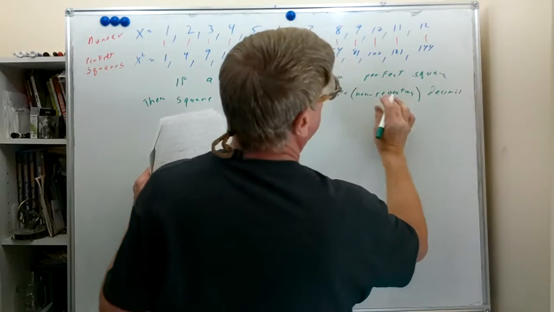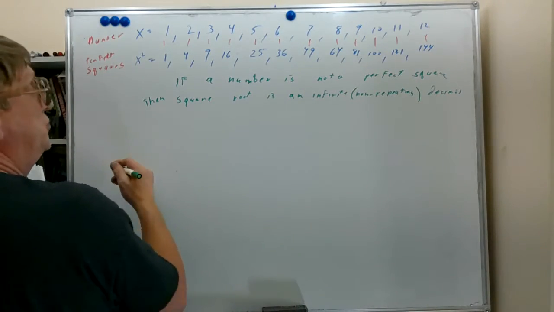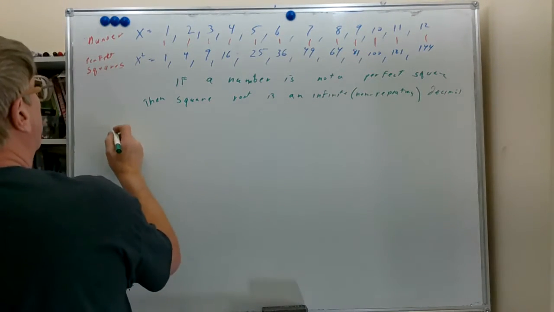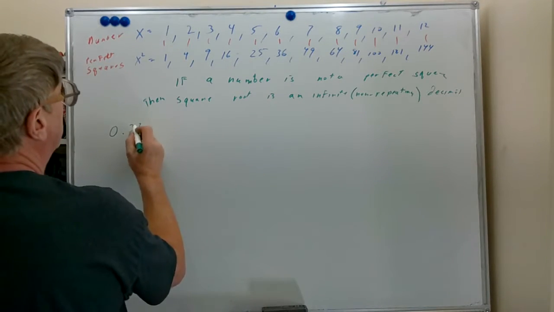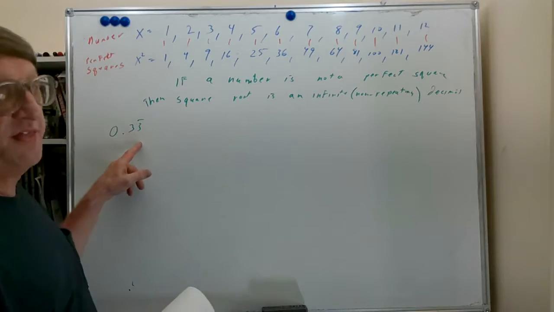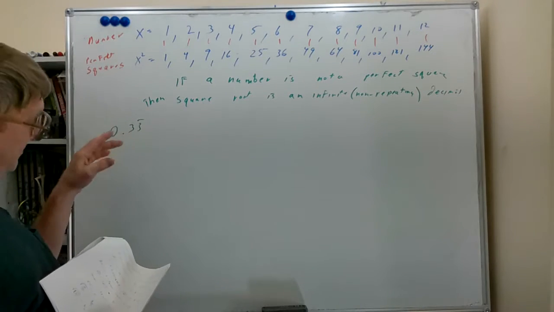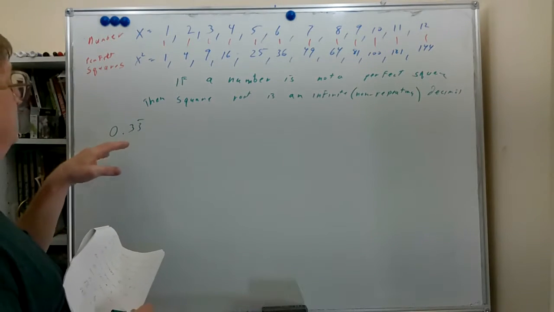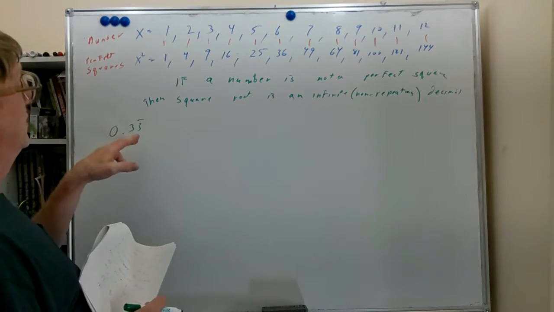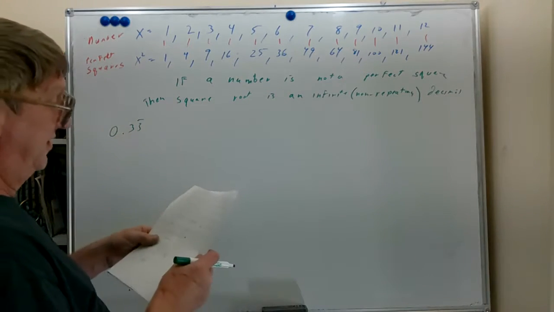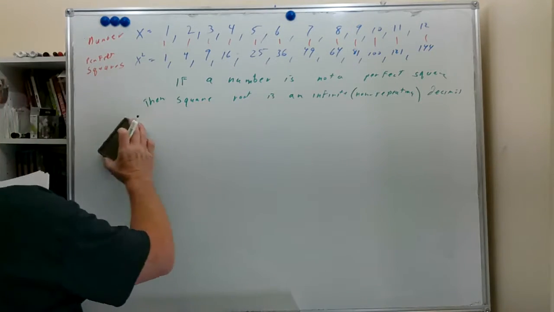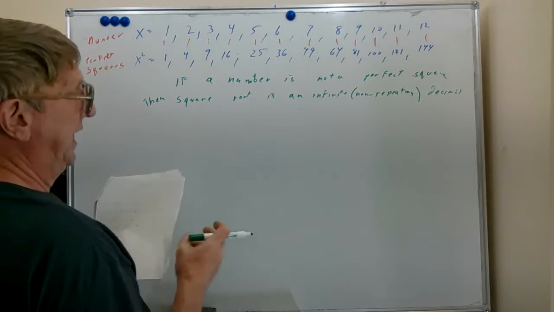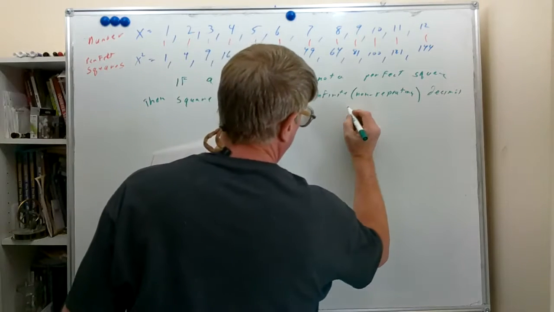And the reason I put non-repeating here is to separate it from things like we talked about a little before, 0.3 repeating. We found that was the square root of 1/9, but this is not the same as a number that never repeats. And this is what we sometimes call an irrational number.